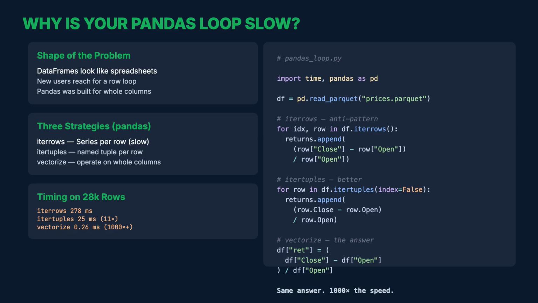Today, compute daily return on a 28K row OHLC table 3 ways: iterrows, itertuples, and vectorize. Same answer, drastically different speed.